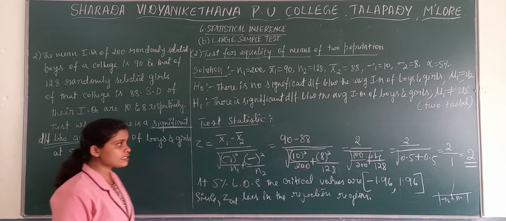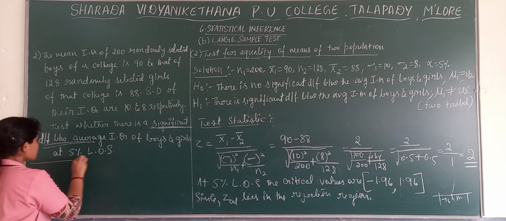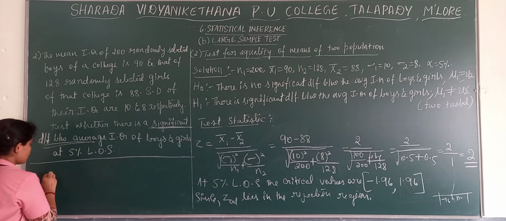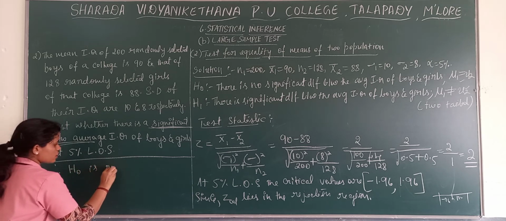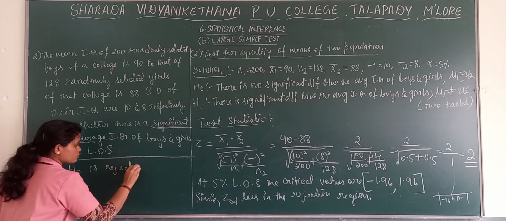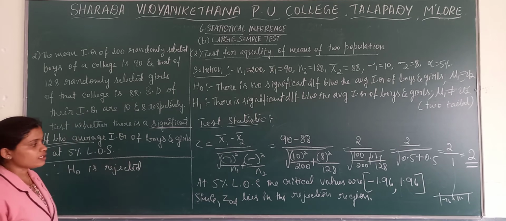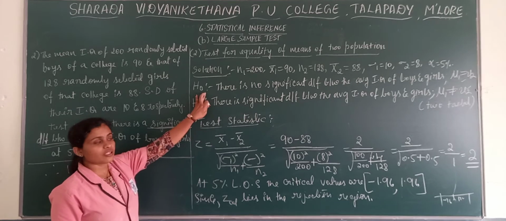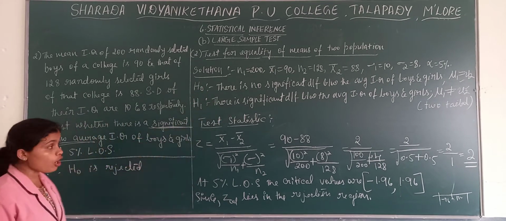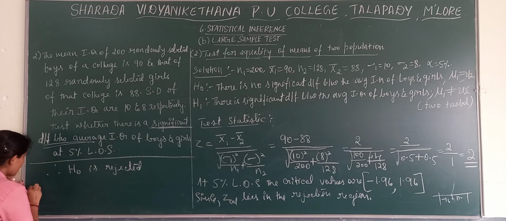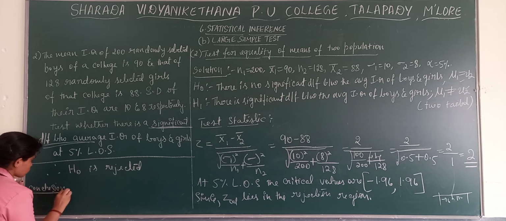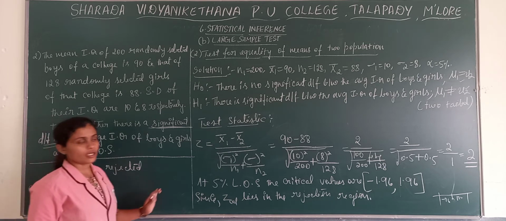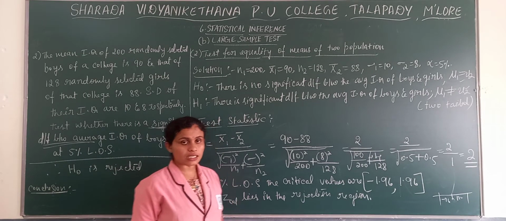If it lies in the rejection region, then what do we need to do? Therefore, H0 is rejected. We reject the null hypothesis. If we reject it, we are accepting the alternative hypothesis. Write the conclusion. What is the conclusion? The alternative hypothesis is the conclusion.